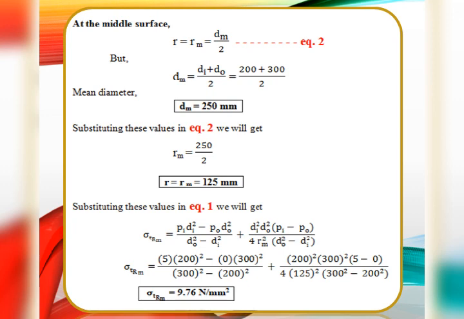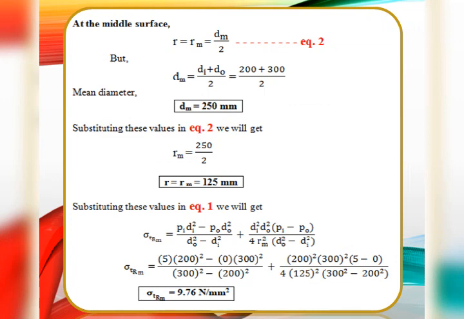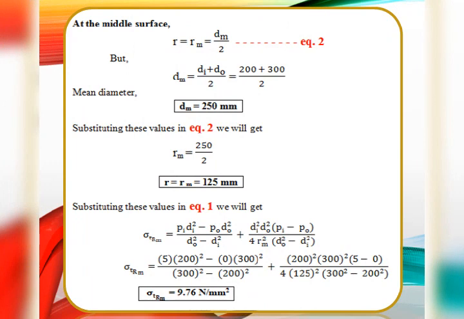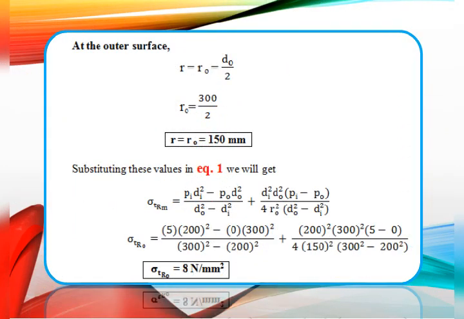Now by substituting the values, pi is 5, di is 200 squared, minus 0 into d naught, which is 300 squared, divided by 300 squared minus 200 squared, plus 200 squared into 300 squared into 5 minus 0 divided by 4 into, here r is nothing but rm, that is 125 mm squared into 300 squared minus 200 squared. By simplifying that, we are getting sigma t rm equal to 9.76 Newton per mm square.